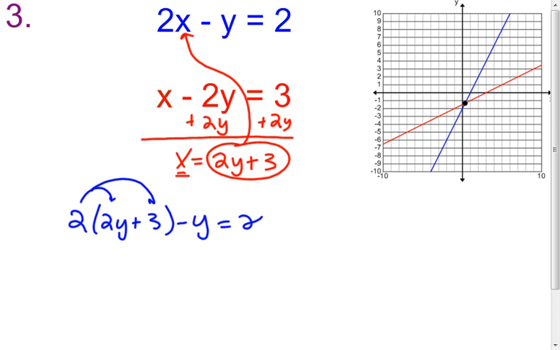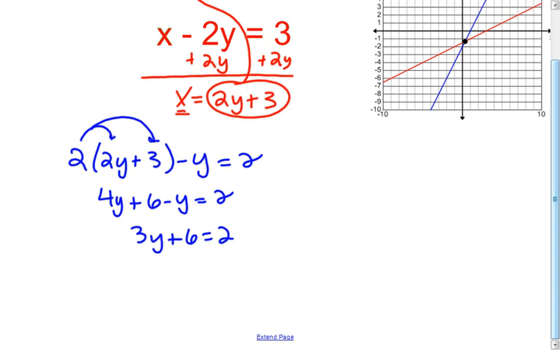Distribute that through. So 4y plus 6 minus y equals 2. If I combine my like terms, 3y plus 6 equals 2. Subtract the 6.